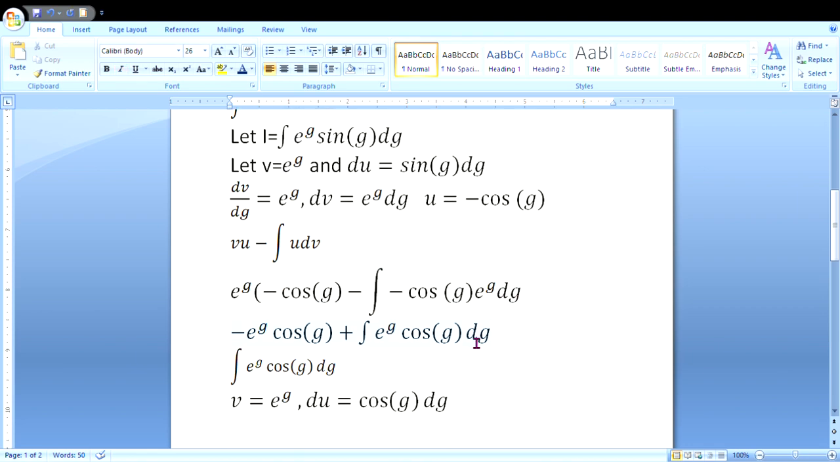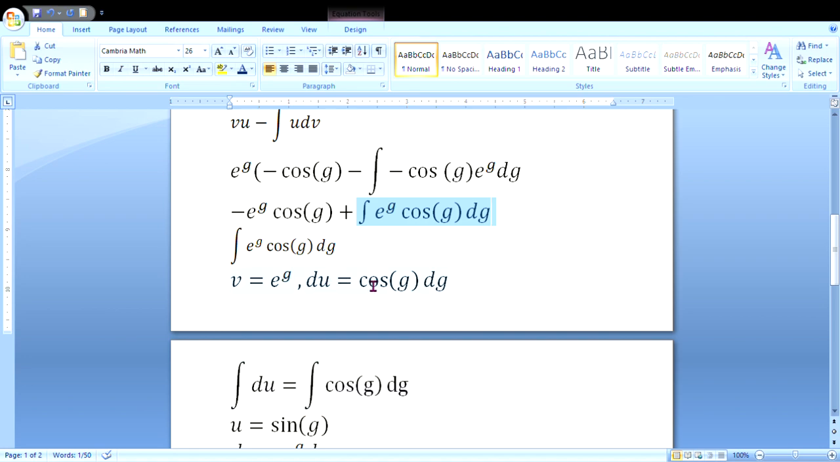Then next, this minus here, we take care of it. We factor it out. Minus times minus becomes plus, so the expression becomes minus exponential g cos g plus the integral of exponential g cos g dg. From this part, you see that it is also carrying an integral sign. That means we still have to apply the same approach as we did earlier. So for the integral of exponential g cos g dg, u again is exponential g and dv is cos g dg.